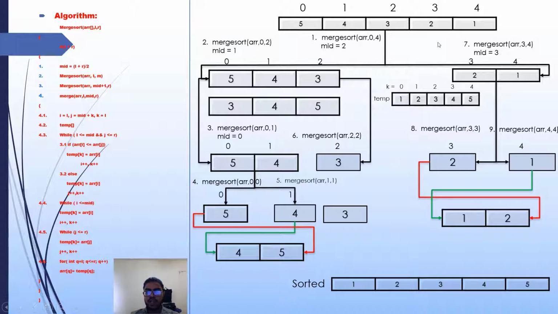So first I have taken an array of size 5, and this array will call the merge sort. When the merge sort is called, it will check whether the left index is less than the right index. In this case the left index is 0 and the right index is 4, so 0 less than 4 is true. Then it will calculate the midpoint. The midpoint is left index plus right index divided by 2. So 0 plus 4 is 4, divided by 2 is 2. The midpoint will be 2.